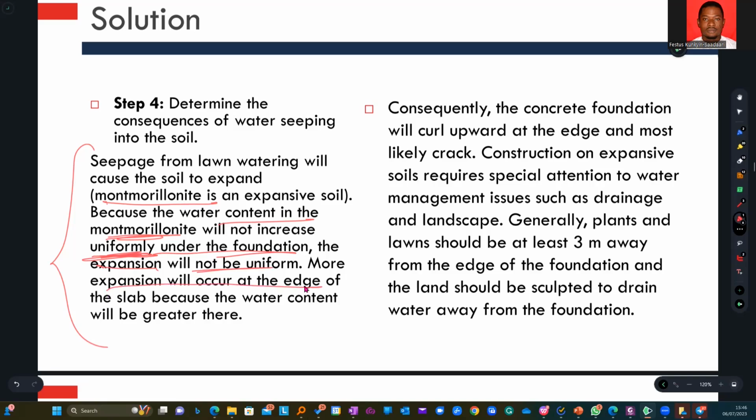More expansion will occur at the edge of the slab because the water content will be greater there. Why? Because when you are stepping on it, you tend to push the water to the sides of the slab, so the water content will be high at that portion, and the expansion will be greater at that end. So the concrete foundation will curl upwards, so it begins to exhibit some swelling behavior, and when it dries, it shrinks. That behavior can greatly affect your material.